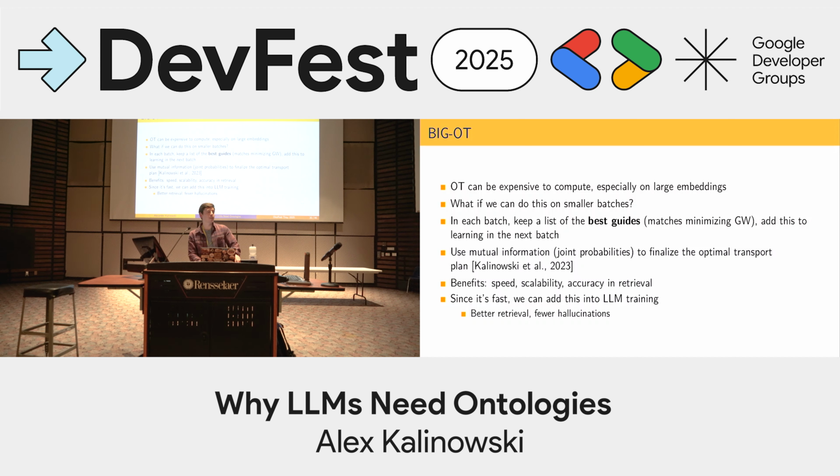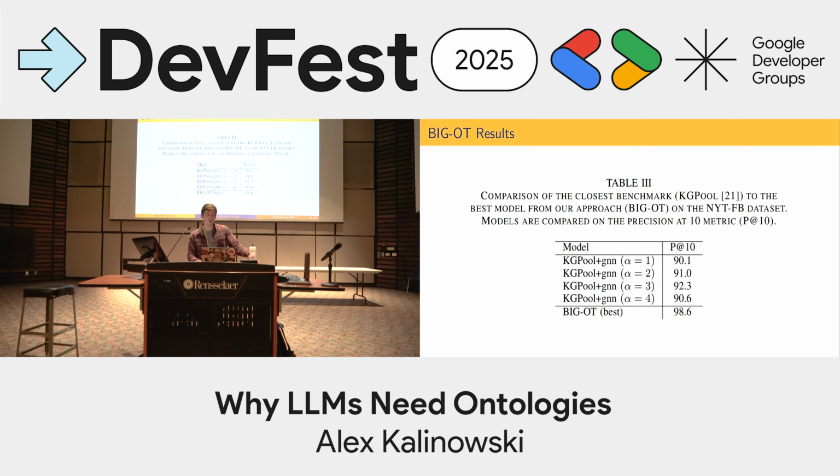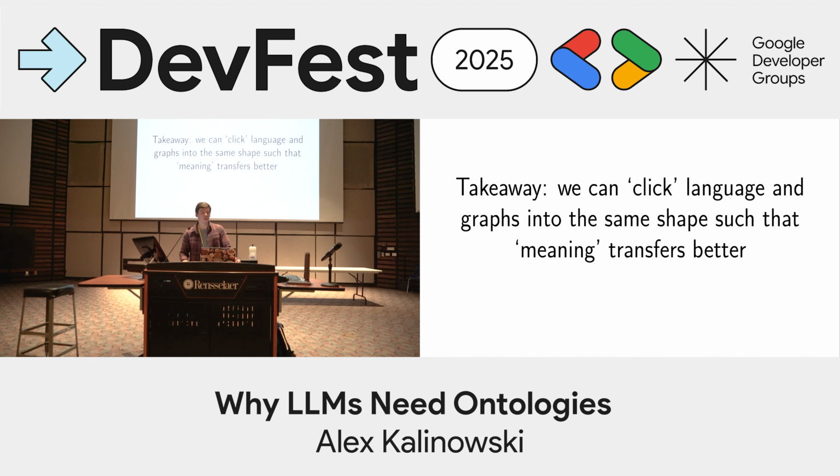Since it's fast, we can then add this into LLM training as well: better retrieval, fewer hallucinations. And just to show that this method works, we compared our work to the closest other model, and our precision is 98.6 versus one hovering around 90. So the takeaway is that we can click these languages and graphs together such that meaning can easily transfer between the two. The mechanism that we use to click them is optimal transport, along with the other methods that we introduce to actually make that feasible.